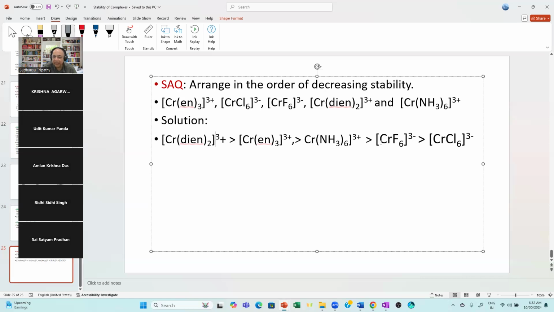Then coming to the hard and soft bases. You know, comparatively, chlorido is a softer base than fluorido. Although chloride and fluoride are both taken in my list as hard bases, hard ligands, chlorido definitely has a greater size than fluorido. So definitely the chlorido complex will be less stable than the fluorido complex. So this is the order.